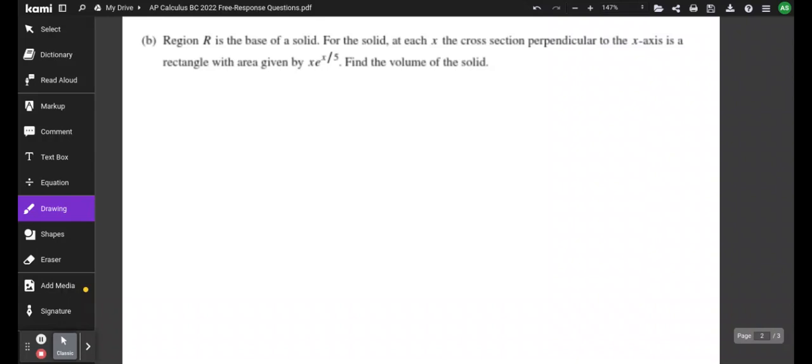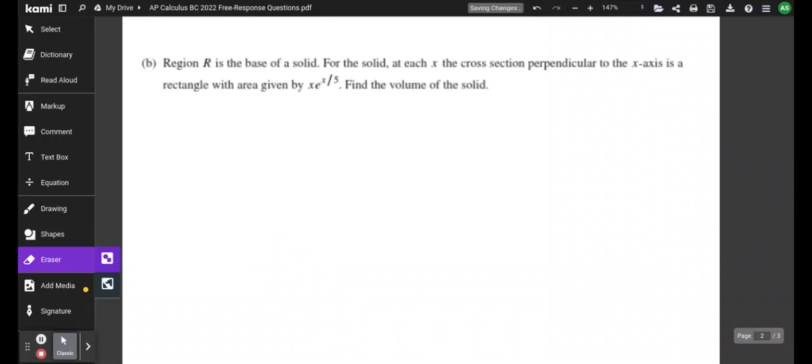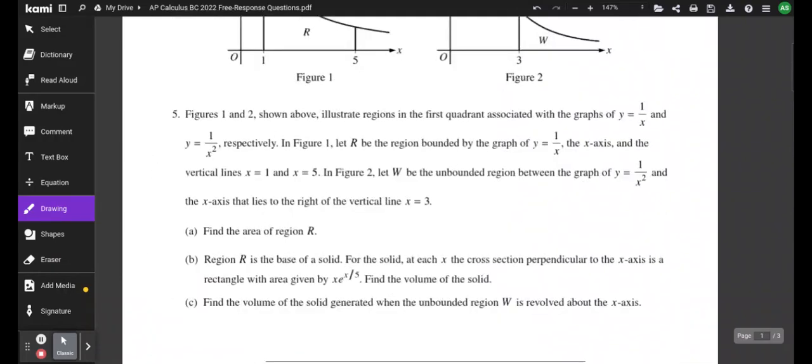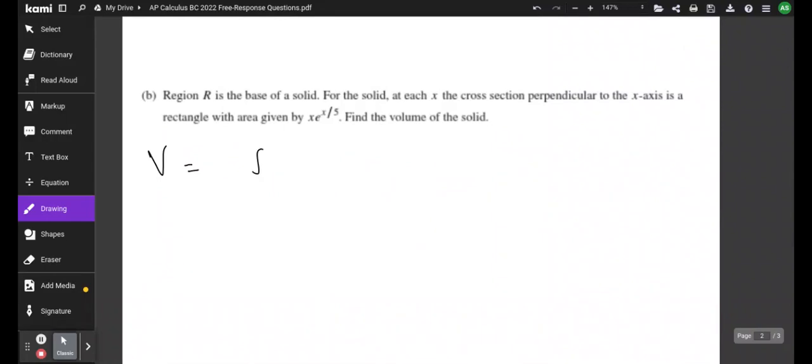So, to start this question, we must realize that volume is equal to the integral of area. This is a Calc AB topic, so we should be familiar with this. And so for this question, when it says region R is the base of a solid, with cross-sections perpendicular to the x-axis that are rectangles with area, to find the volume all we need to do is take the integral from 1 to 5, since region R is from 1 to 5. So volume is equal to the integral from 1 to 5 of x e to the x over 5, which is the area that was given to us, dx, because volume is equal to the integral of area.